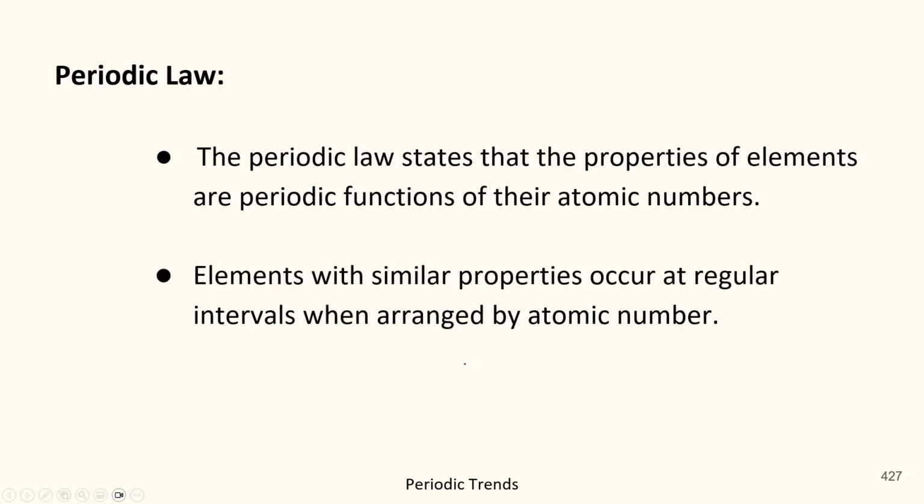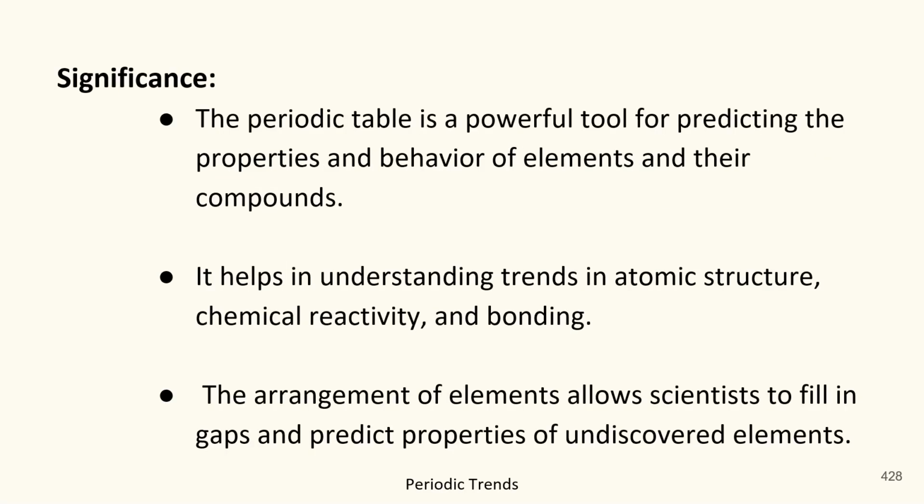Okay. Then the periodic law, as I have told you, is a law that states the properties of elements are the periodic function of their atomic masses. Got it? Now come to the significance. It is a powerful tool because it can help us to predict the chemical and physical properties of an element. It helps in understanding the trends, as we know that atomic radius increases or decreases, ionization energy increases or decreases, electronegativity increases or decreases, and metallic character increases or decreases.